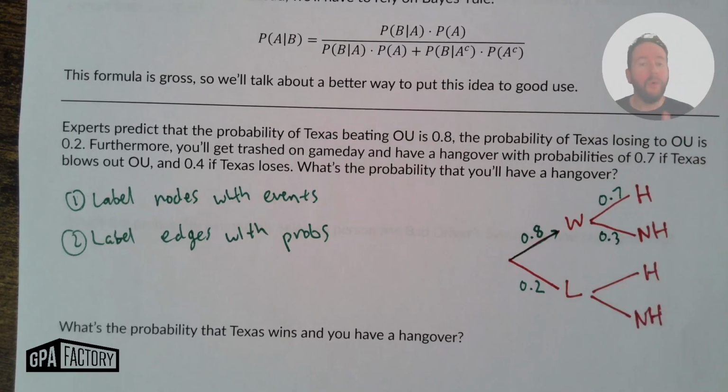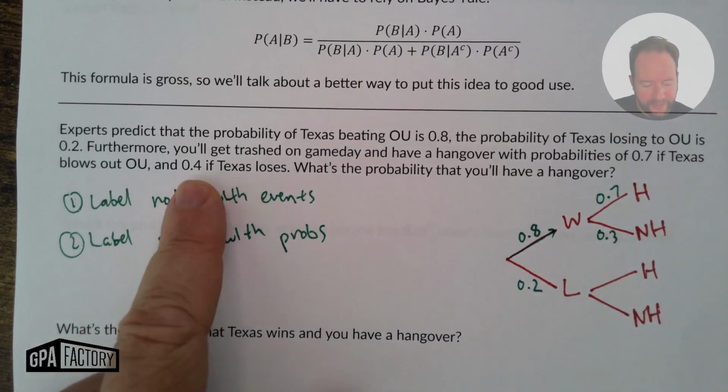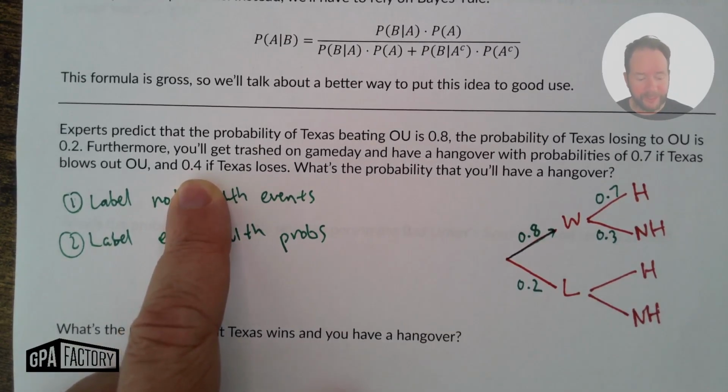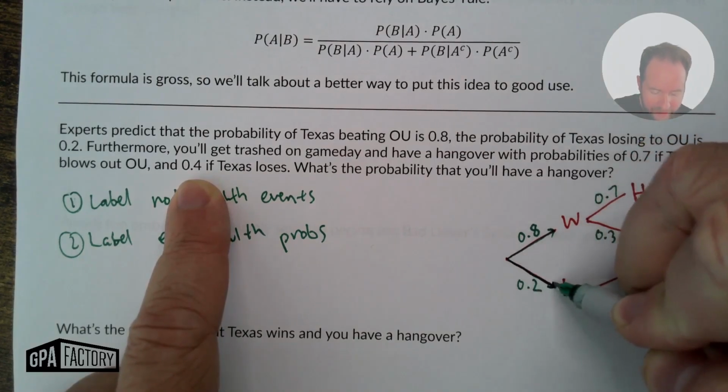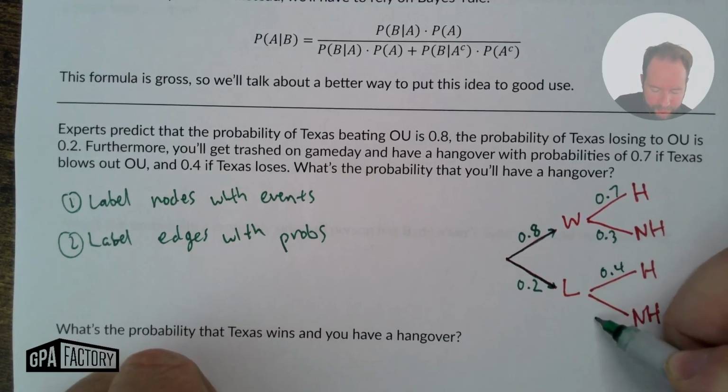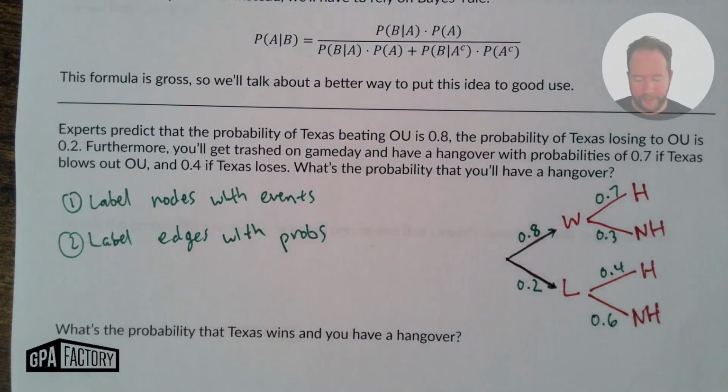Okay? What if Texas loses? It says that your hangover probability is 0.4. You still maybe drink a little bit even after a loss. So we're going to go down this branch, and it says that we'll have a hangover with probability 0.4 if Texas loses, and therefore 0.6 is the probability you won't have a hangover. Okay, all of our edges are now labeled.